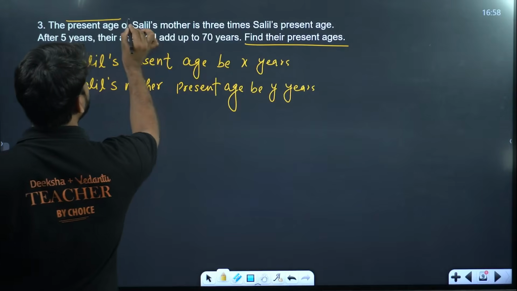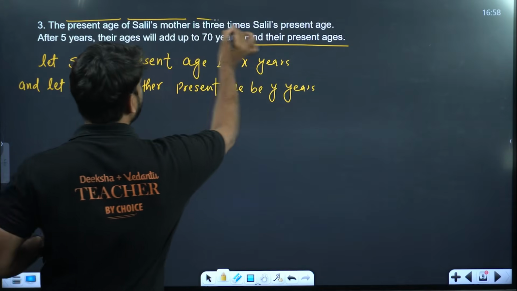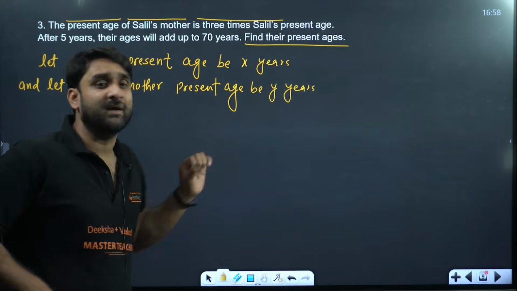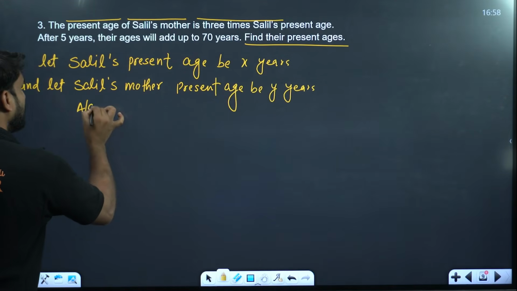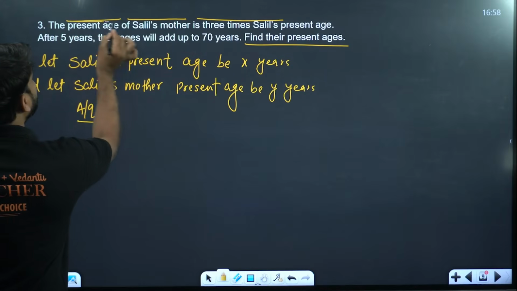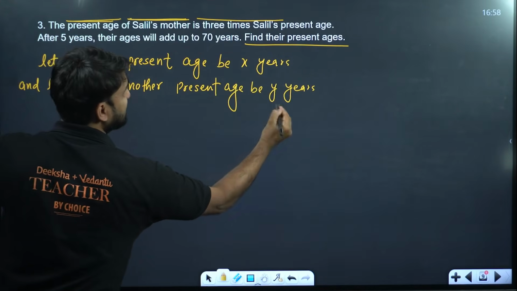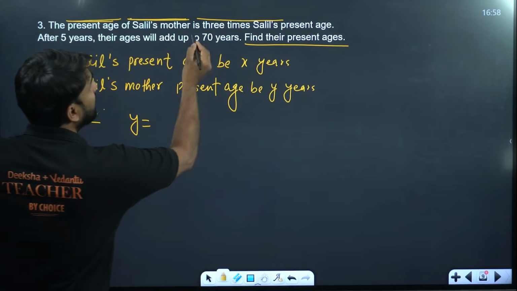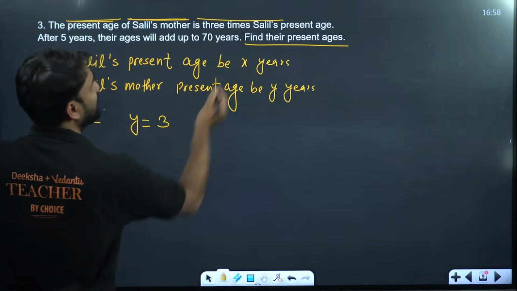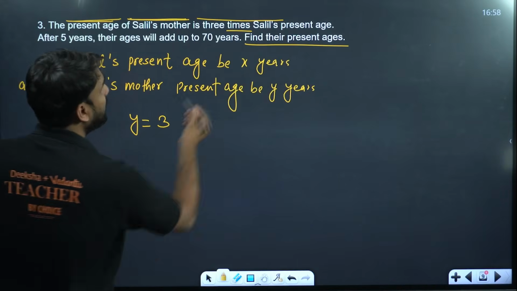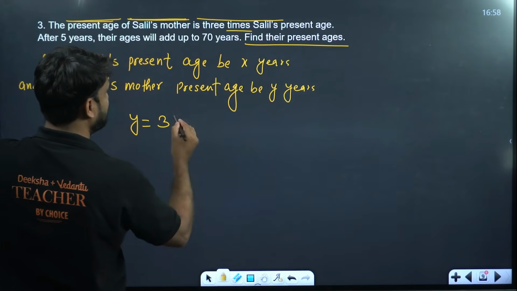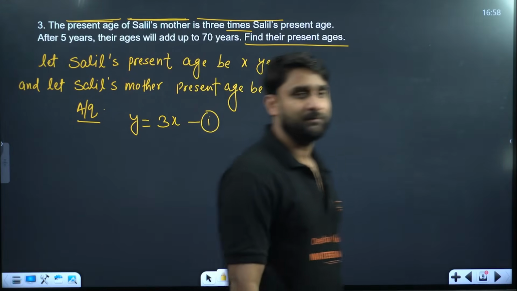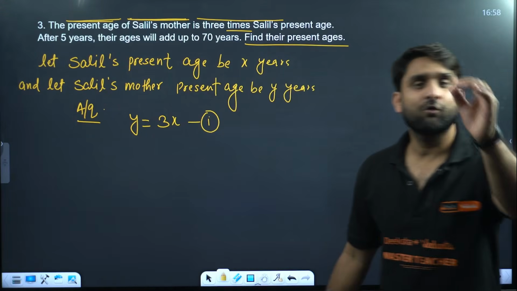The present age of Salil's mother is 3 times Salil's present age. We have assumed both as x and y. So according to the question, the present age of Salil's mother, which we have supposed as y, is 3 times. 3 times means multiplication. So 3 into Salil's present age, and we have assumed Salil's present age is x. So y is equal to 3x. This is the first equation we got: y is equal to 3x.